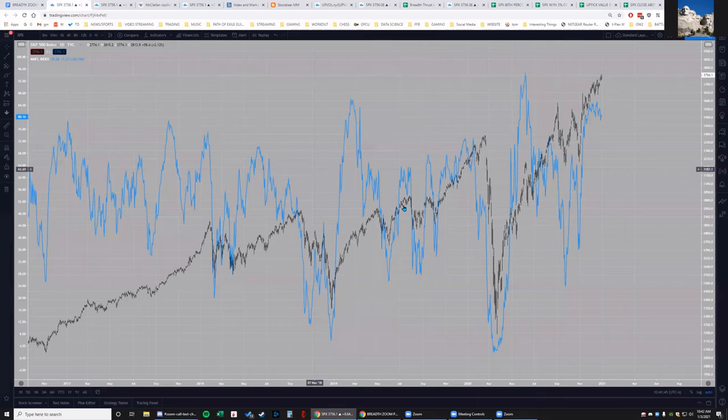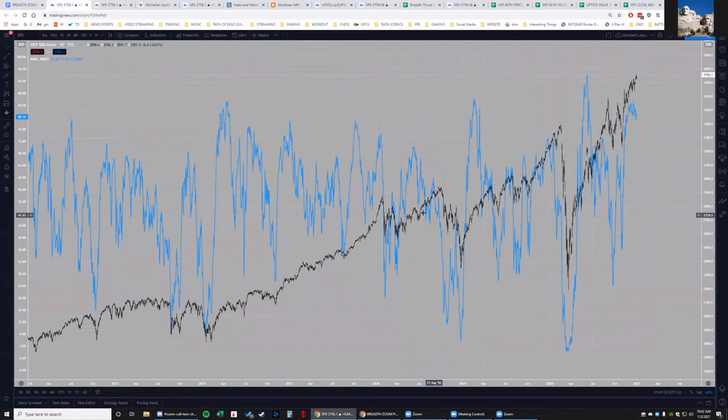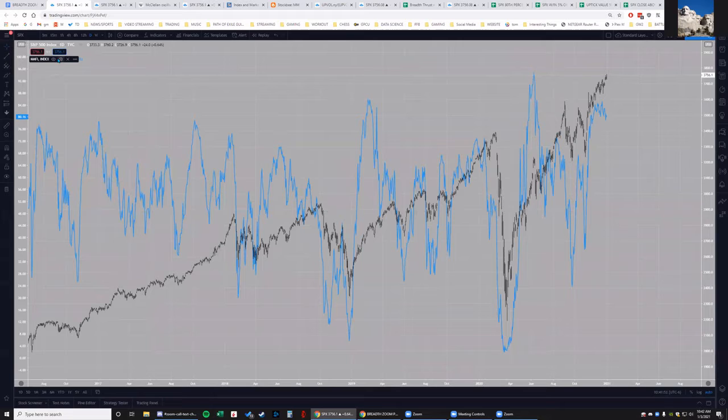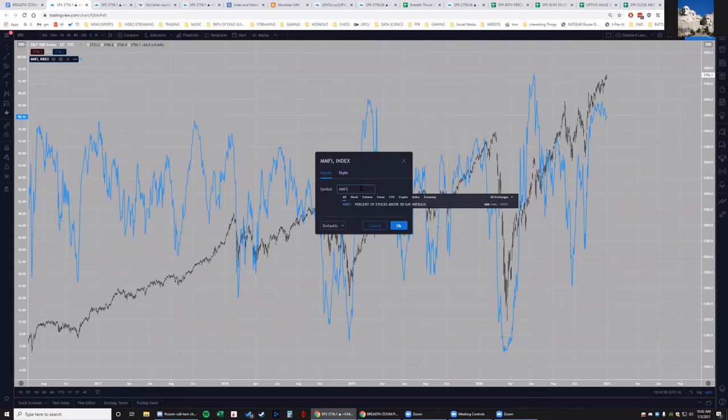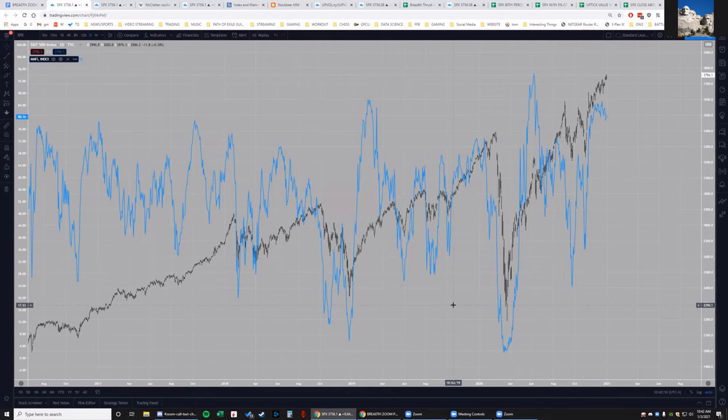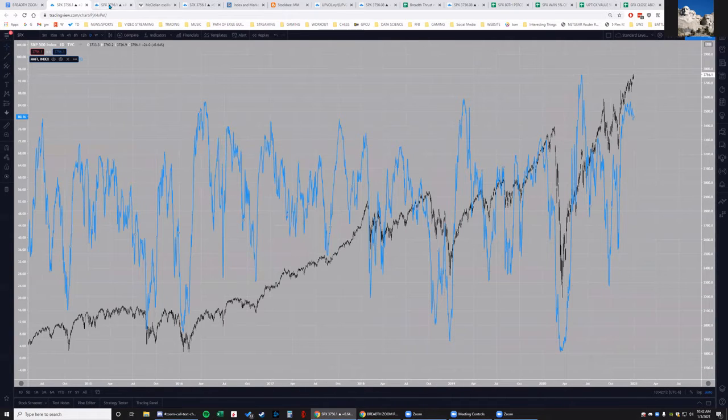This first tab here is one way that people look at breadth that I see a lot. This is percentage of stocks above the 50-day moving average. TradingView has a decent amount of breadth indicators, but not as much as StockCharts and some other places. That's one way people look at breadth.